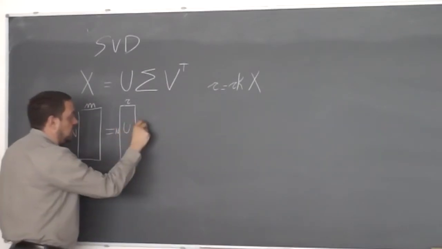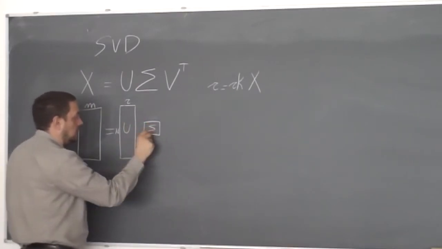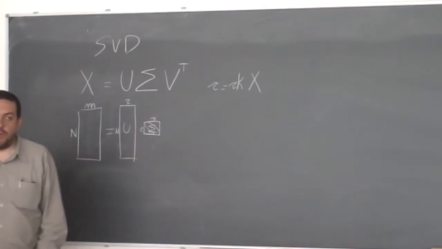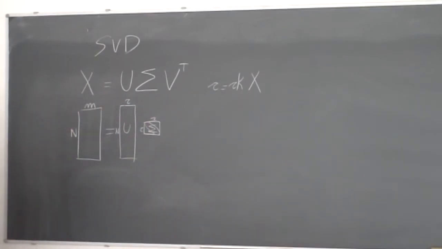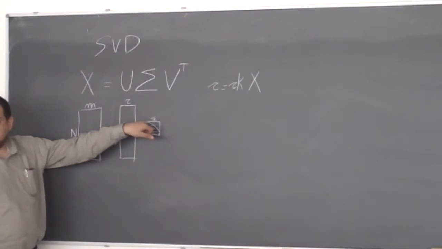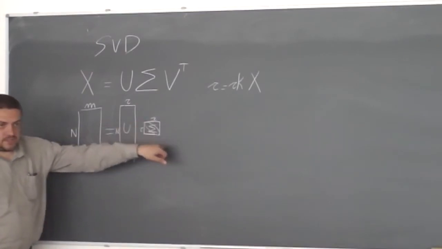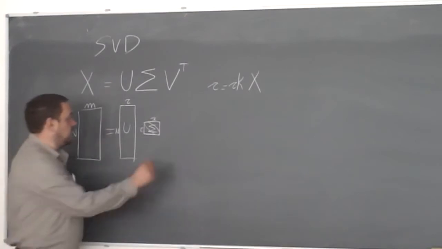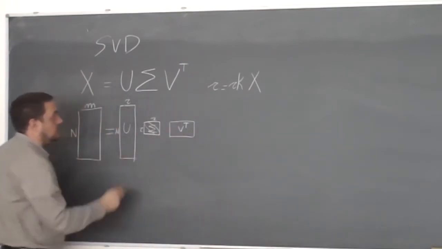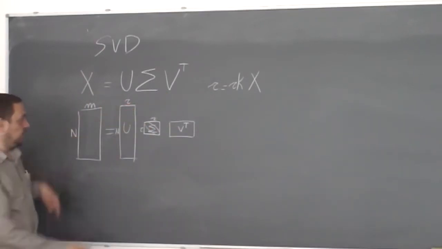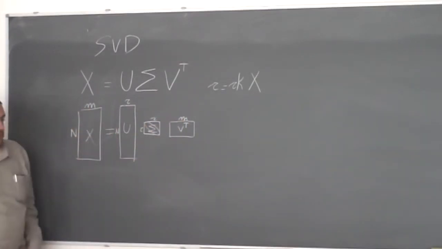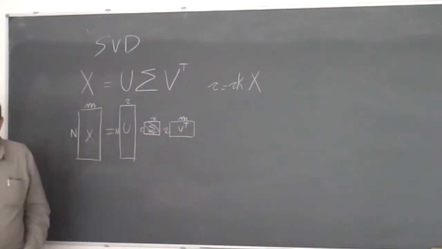This is U. Sigma is an R by R diagonal matrix with positive values, and we will assume that everything has been permuted so that the values in the diagonal are in decreasing order. And finally, V, actually V transpose, the last matrix, will have, of course, the same number of columns as X and R rows.